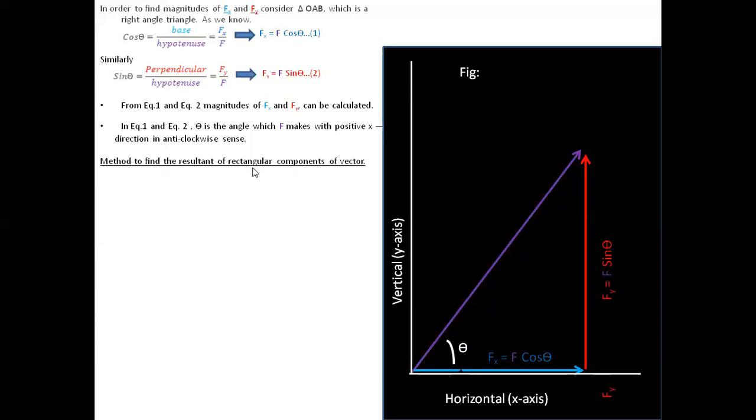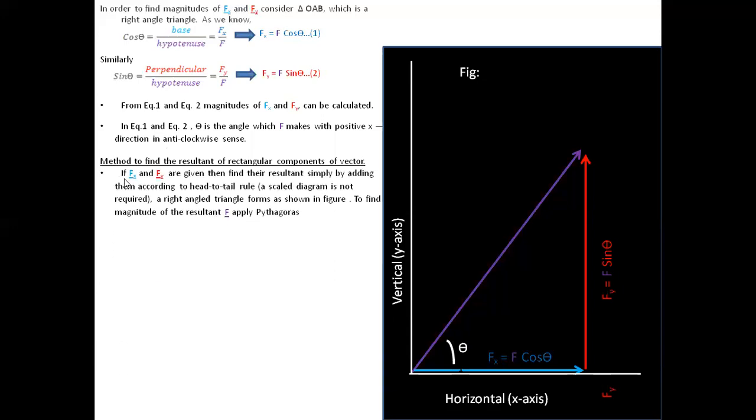The method to find the resultant of the rectangular components of the vector. Now, how can we find the resultant of the rectangular components of the vector? If Fx and Fy are given, then we find their resultant simply by adding according to head-to-tail rule, which is not according to the scale, because a scale diagram is not required in this case because we are doing it mathematically. So head-to-tail rule is being applied over here. Where one vector ends, the other vector starts from there, and the resultant vector will show after joining the head of the last vector with the tail of the first vector. A right angle triangle forms as shown in figure. To find the magnitude of the resultant F, apply Pythagoras.